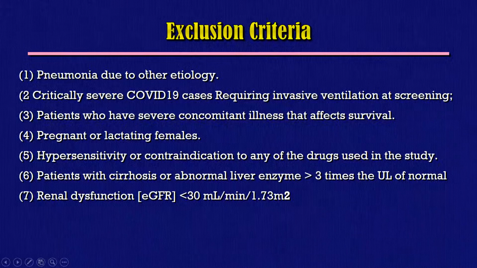Exclusion criteria: pneumonia due to other etiology, clinically severe COVID-19 cases requiring invasive ventilation at screening, patients who have severe concomitant illness that affects survival, pregnant or lactating females, hypersensitivity or contraindication to any of the drugs used in the study, patients with cirrhosis or abnormal liver enzymes with more than 3 times the upper limit of normal, and renal dysfunction with glomerular filtration rate below 30 milliliter per minute per 1.73 meter square.